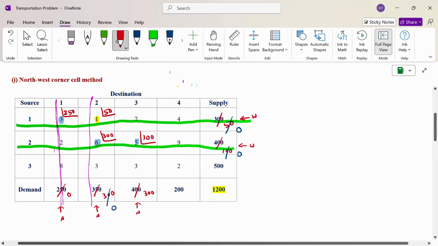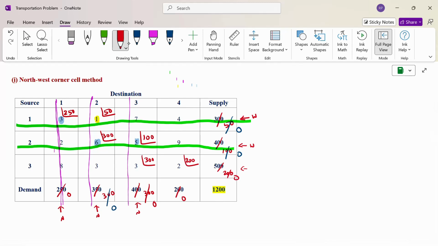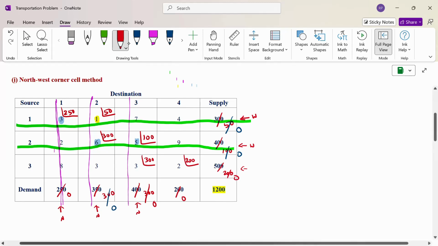And then next, 3. So here 3 is the north west corner. How much is possible to allocate? 300. Now the balance is 0 and 200. Now delete the column. Now only this final 2 remains. In this 2, the demand and supply are 200, so allocated, the balance is 0, 0. If the problem is unbalanced, it will not come to 0. Now look here, yes, 0, 0.